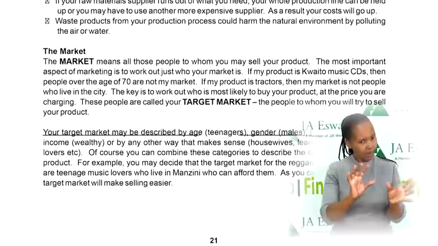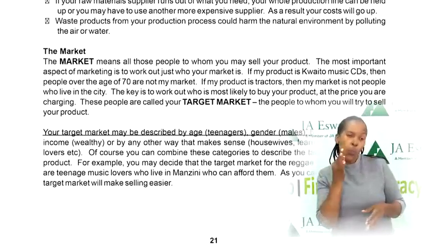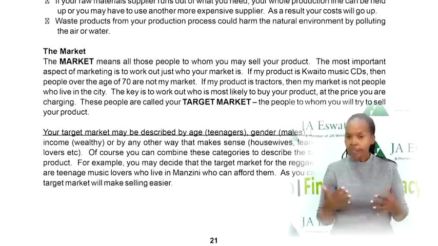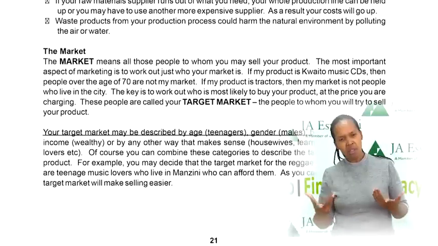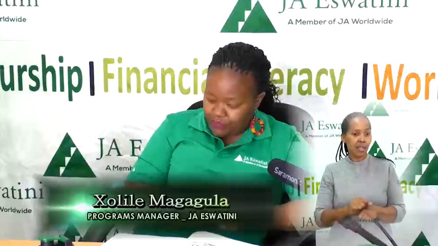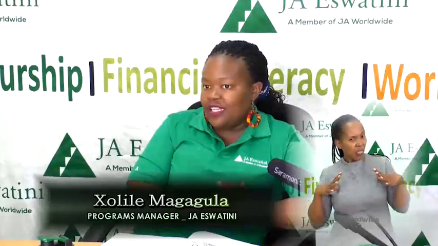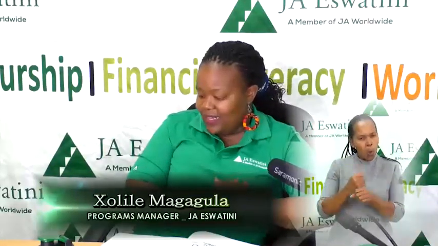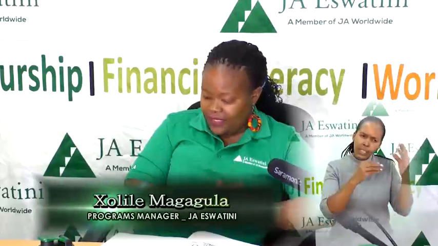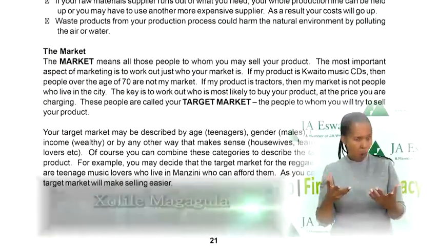So your target market can be described by age. Is it maybe teenagers? Is it adults? And then also gender. Is it males or females? And also by area. Is it in Manzini? Is it in Matapa? And so forth. And it can also be by income. Are they wealthy or not? Or by any other way that makes sense. Like, for example, are they housewives? Are they learners, athletes, music lovers, and so on? So that is how you get to identify your target market.